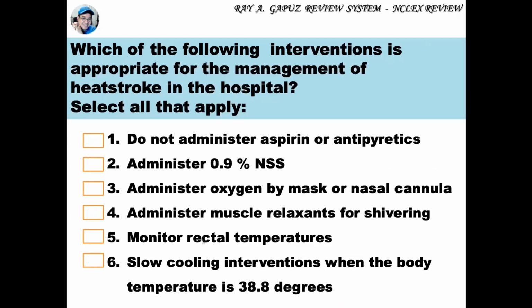Next, which of the following interventions is appropriate for the management of heat stroke in the hospital? Number 1, do not administer aspirin or antipyretics. Again, that's a yes. Number 2, administer 0.9% NSS.